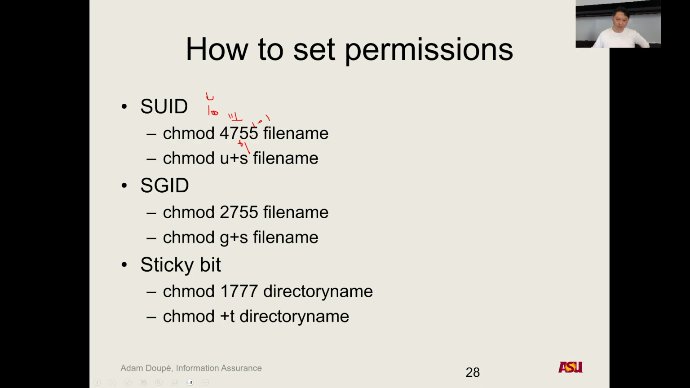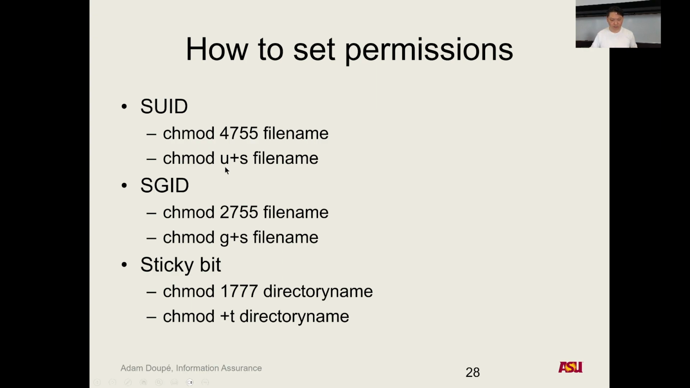And the second digit 5 is 101, right? So read and execute. So the group users can read and execute this file. And the last digit for others, the same 101, means read and execute the file for everyone. So we can set it like this in numeric mode.